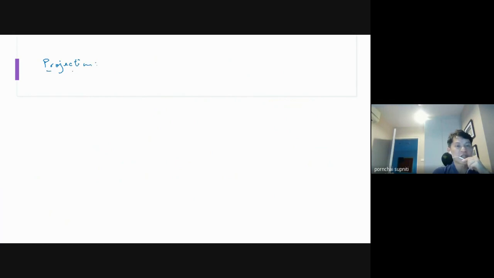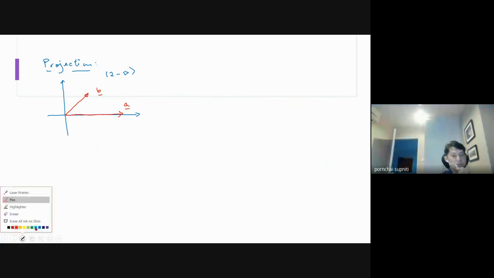Projection is related to how you project one vector onto another vector. Let me first construct this type of picture. Let's take a look at the two-dimensional case for the vectors, and let me change the color to red. Let's say that we have a vector B, and we want to project it onto a vector A. Let's say vector A is here. What do we do when we say we project? Basically, we will project vector B onto the direction of vector A.